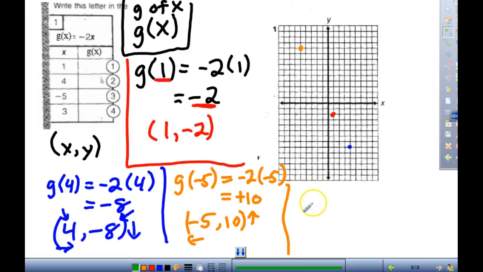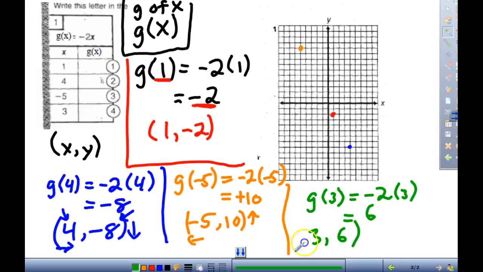And lastly, g of 3 equals negative 2 times 3. That equals 6. And we get 3 comma 6. So this is going to be 3 to the right and 6 up. So look up here. 1, 2, 3. 1, 2, 3, 4, 5, 6.